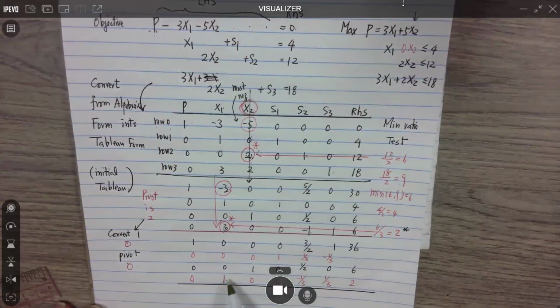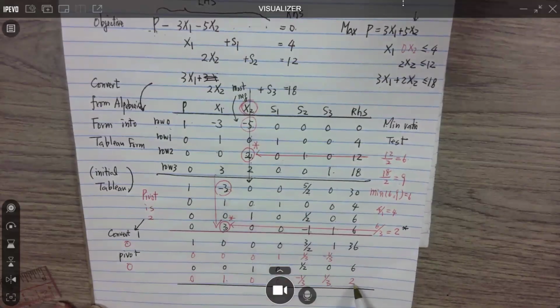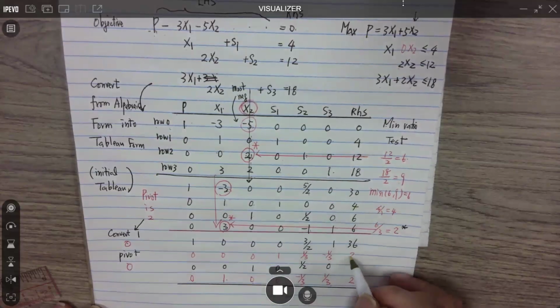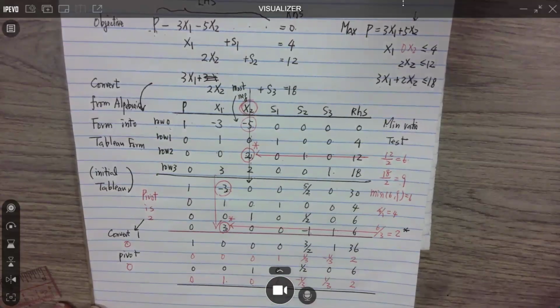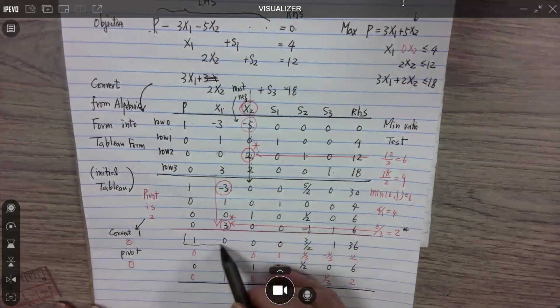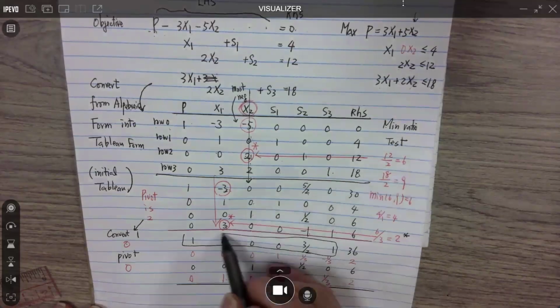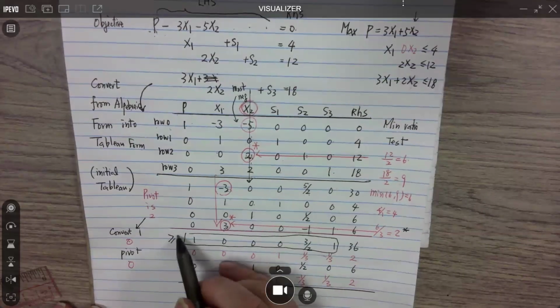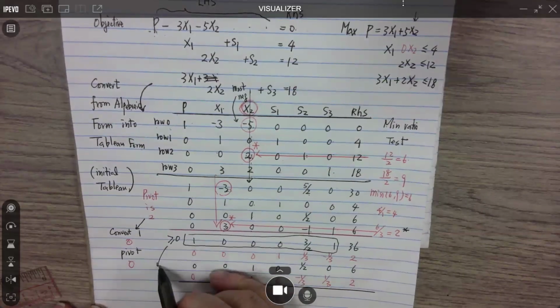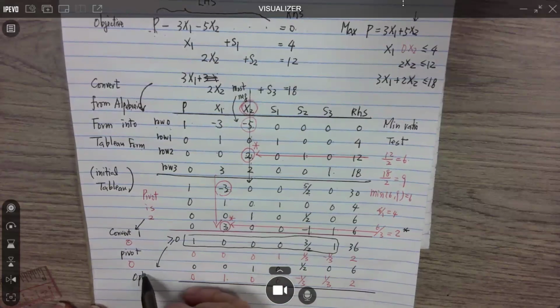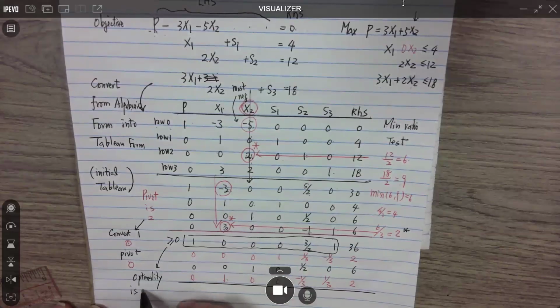See? Times minus 1 add up to here is 0. So times minus 1 to 2 is minus 2. Add up to 4 is 2. And look at here. You find from here to here, they are all greater or equal to 0. That means what? Optimality is reached. There is nothing you can optimize.